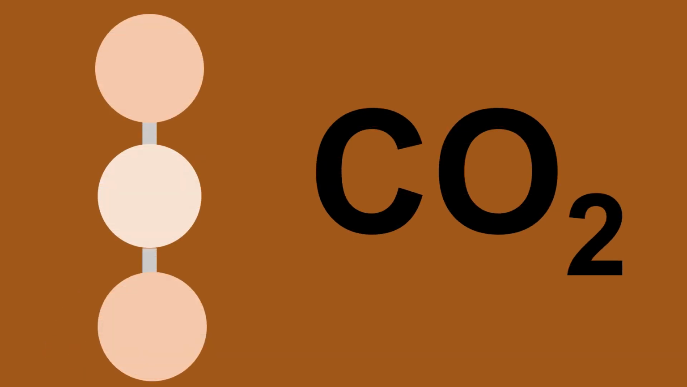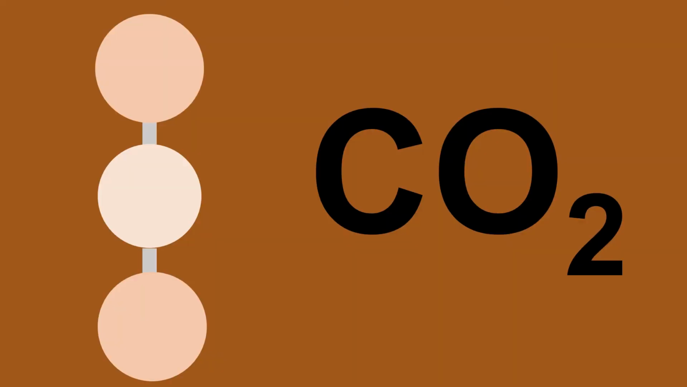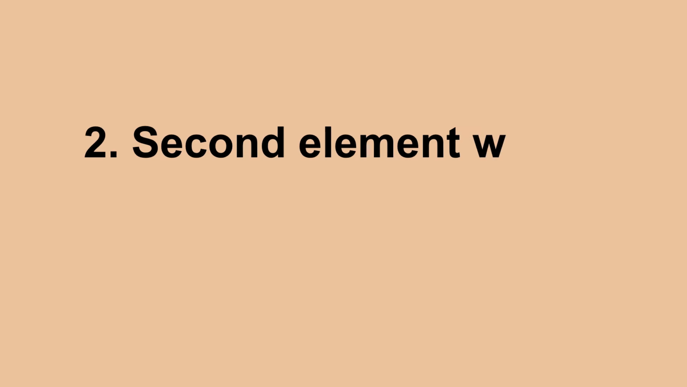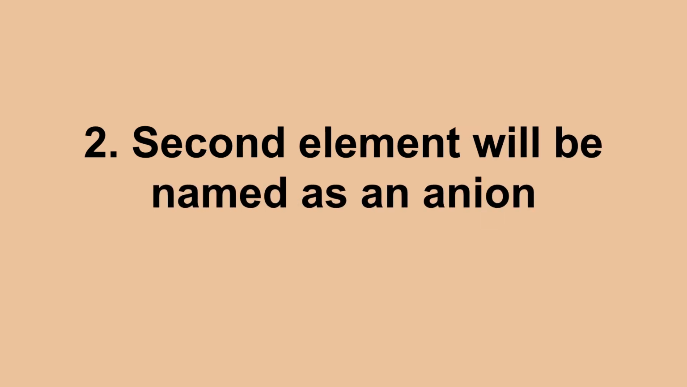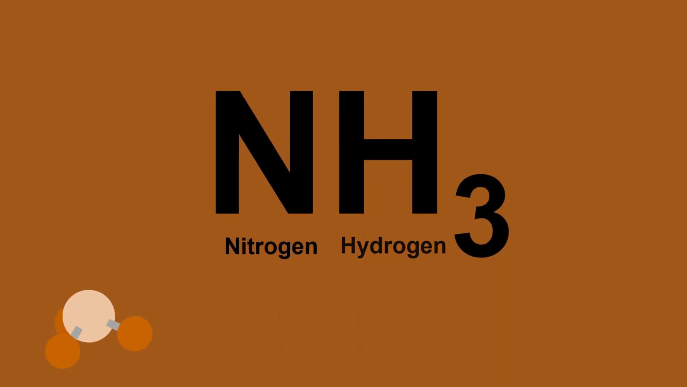Let me show you a more average case. Let's look at CO2. Carbon is more to the left than oxygen, and therefore it will be named before the oxygen, so carbon-oxygen. The second rule is that the second element in the compound will be named as an anion, so we will change the suffix to "ide". So in our example, let's change the hydrogen to hydride.